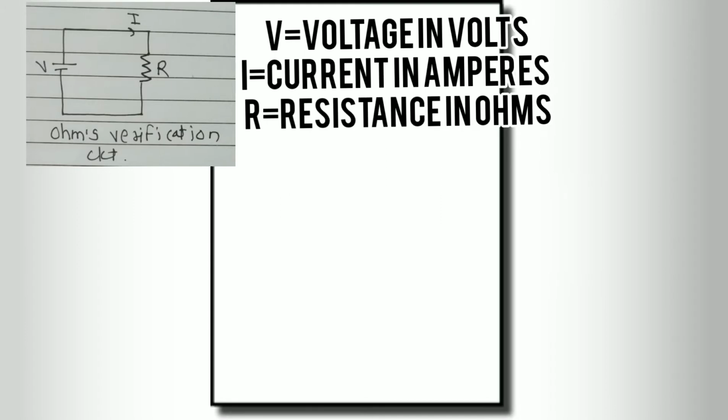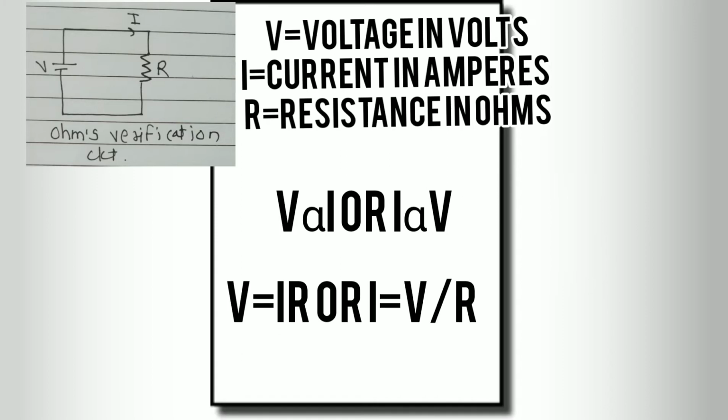Now, as the statement says, at constant temperature, voltage is directly proportional to current. And we can write vice versa. Now if we put the constant of proportionality here, let it be R, then the equation becomes V equals IR, which is Ohm's equation.